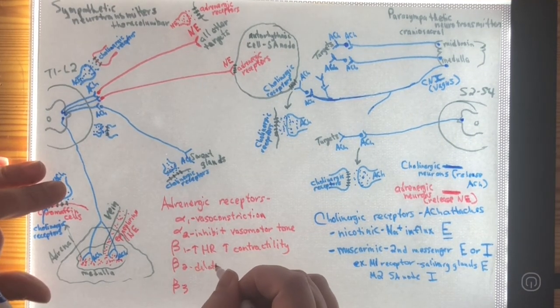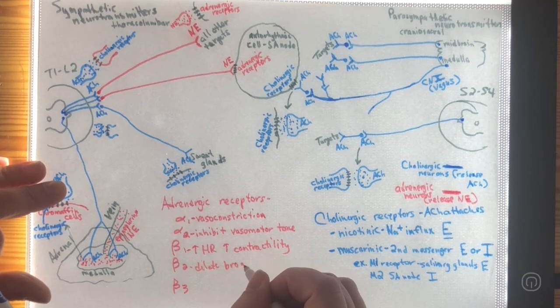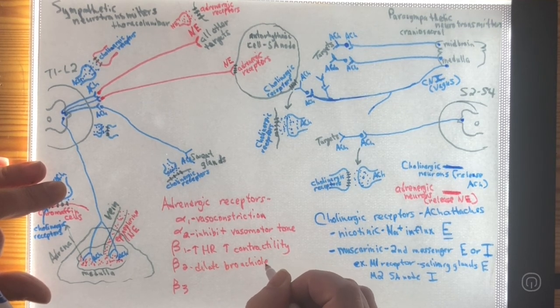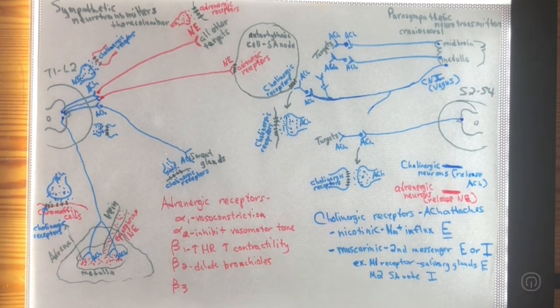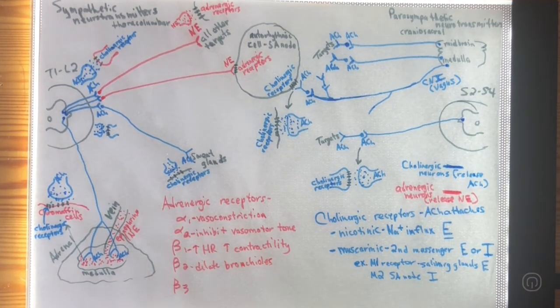Now, the beta-2 receptors will be found on cells of the lungs. They allow for the dilation of the bronchioles. So these are important in times when a person maybe is suffering from anaphylaxis or anaphylactic shock, and their airways are actually closing up. The term dilate means to open things up. So constrict is closing things together, but dilating is opening them up.